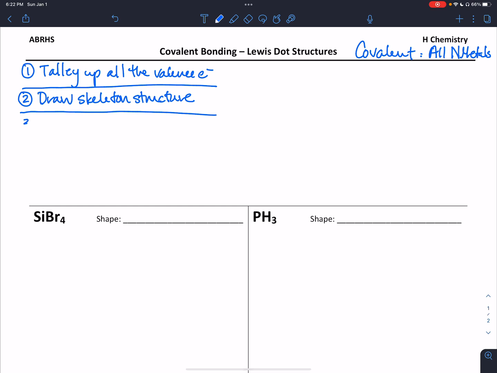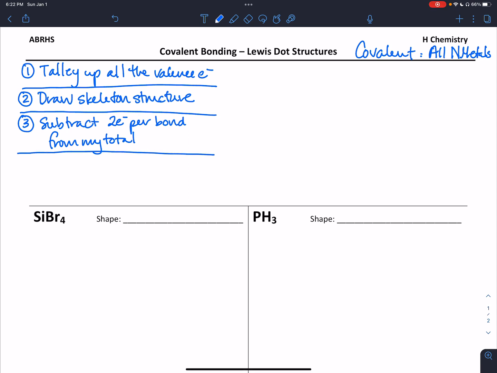Once I've drawn that skeleton structure, I'm going to subtract 2 electrons per bond from my total. Because the bonds in that skeleton structure are formed from electrons, and those electrons had to come from somewhere, and they are going to come from our total number of valence electrons we have to work with. Once I've subtracted those electrons out, I'm going to look at each element within that structure, and determine whether they have an octet already, and if not, how many electrons they need to gain an octet.